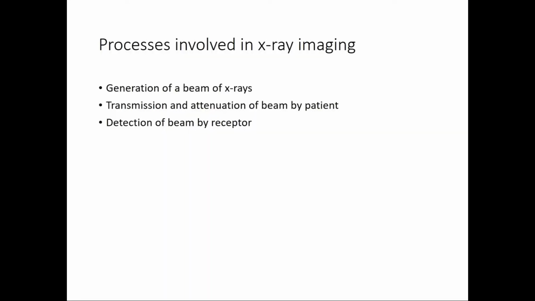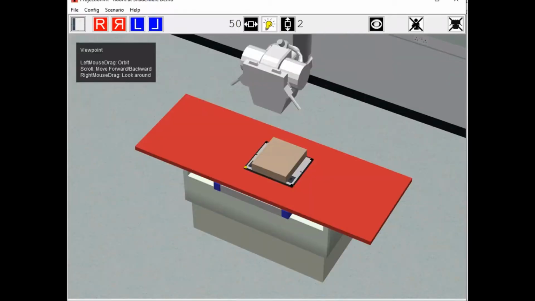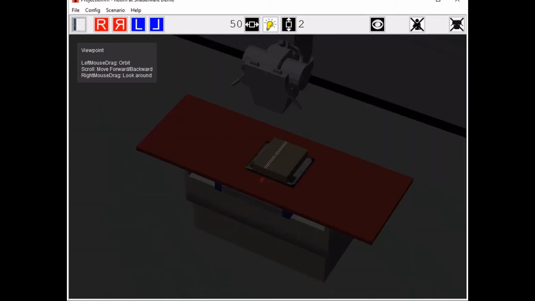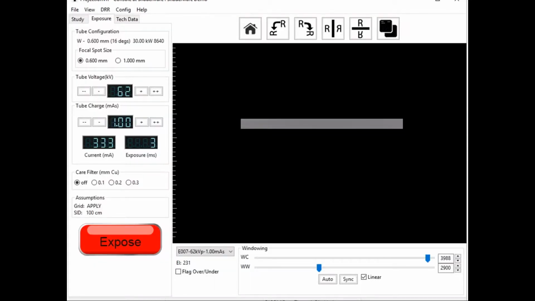Okay, so when we x-ray something, we generate a beam of x-rays, we transmit it and attenuate it by the patient, and then we detect it by the receptor. So here's our mock-up. I've x-rayed this lump of acrylic. I've collimated to create a collimation band, a nice narrow band, and I get this image. I did this with the simulator. So you can see there's our image, and there's no graininess in that.